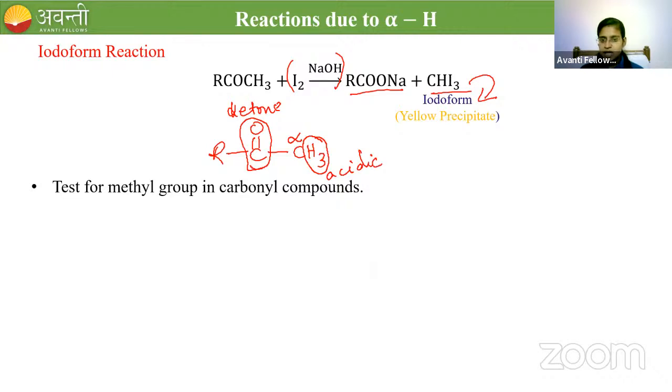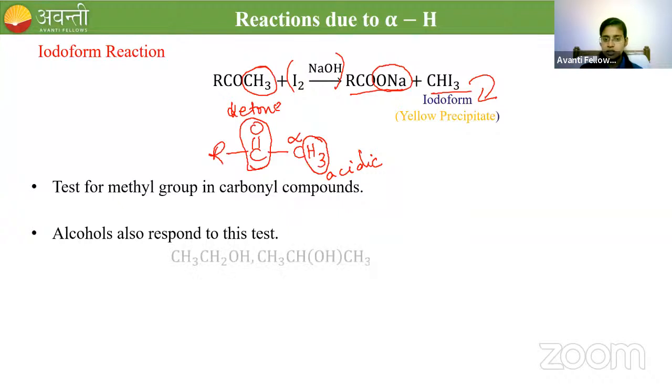Now the reaction is happening at the center only. So the CH3 is getting converted to ONa. Only if you have CH3, you will get ONa, and iodoform will form, and it will give you the yellow precipitate. Clear. So the compound which has the methyl group will respond to this. Some alcohols, apart from this ketone, also respond to this test.